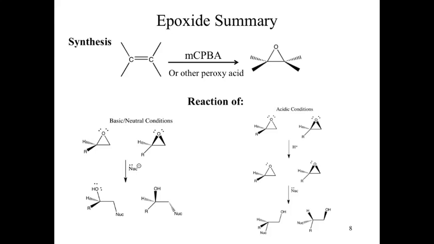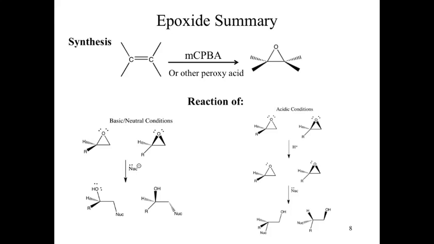Just because I accidentally tapped forward, we do have the summary of everything up there as well. So with our epoxides, for our synthesis, we'll start with an alkene. We'll react it with mCPBA to form the epoxide. We're going to maintain the stereochemistry of our alkene, that cis-trans isomerism around the ring, because it's a concerted mechanism. You may see other peroxy acids show up, but mCPBA tends to be the most popular reagent used.